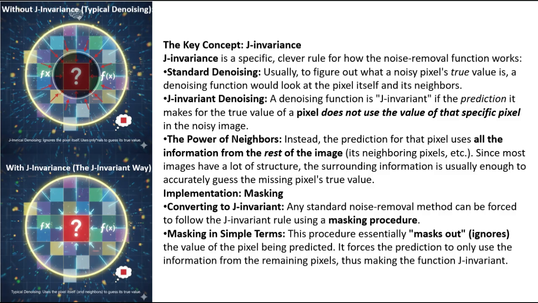Implementation: masking. Converting to J-invariant. Any standard noise removal method can be forced to follow the J-invariant rule using a masking procedure. Masking in simple terms. This procedure essentially masks out, ignores, the value of the pixel being predicted. It forces the prediction to only use the information from the remaining pixels, thus making the function J-invariant.